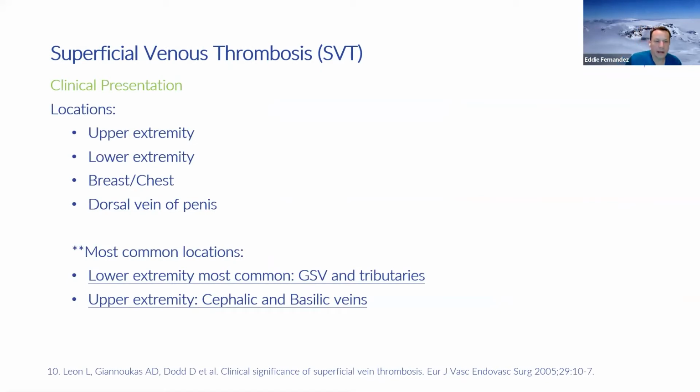So within that clinical presentation, we look at the locations, which can really happen almost everywhere: upper and lower extremity, breast, chest, dorsal vein of the penis. But the most common locations are the lower extremity, and within that, the GSV and tributaries, and then the upper extremity, the cephalic and basilic veins.